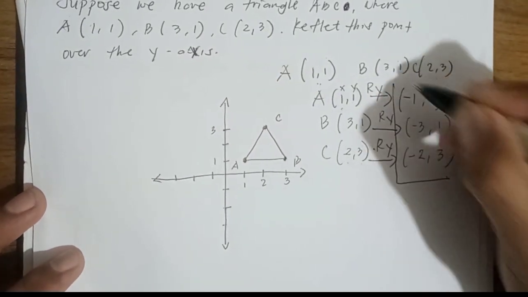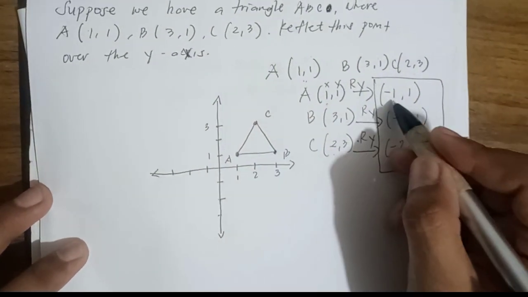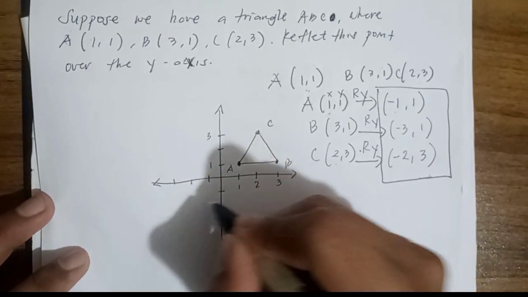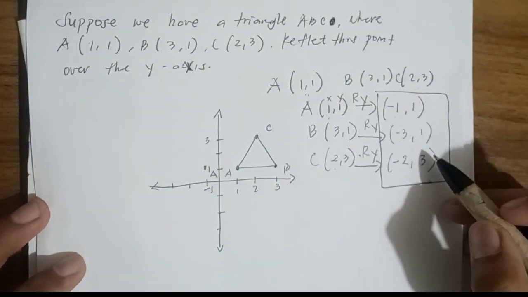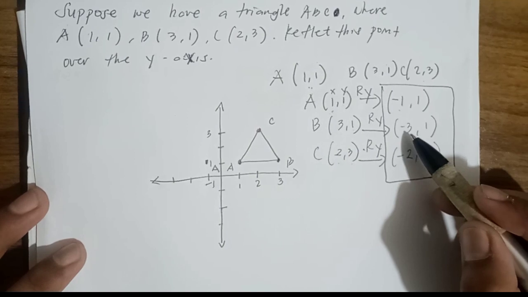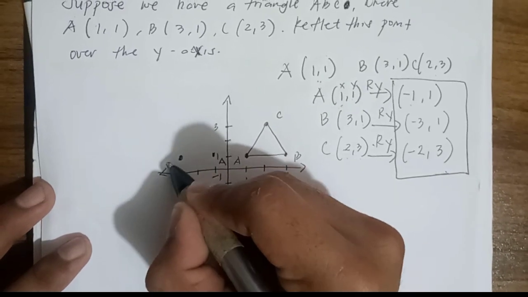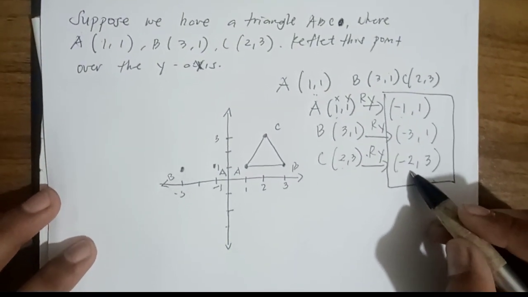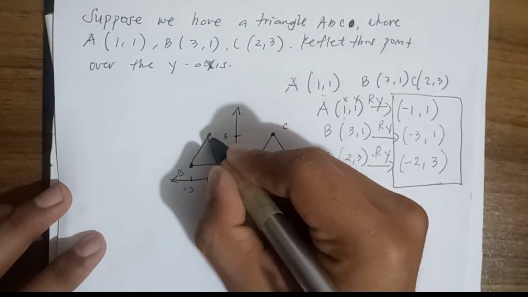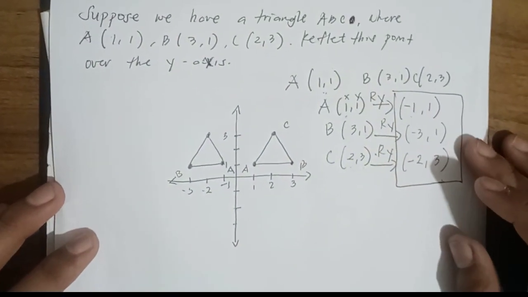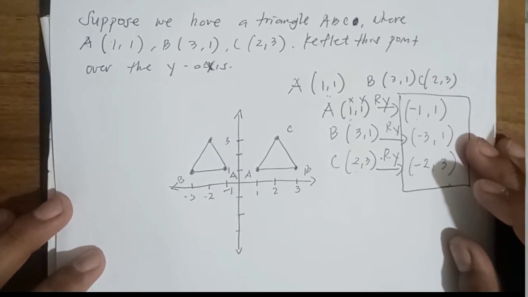Now let's plot these reflected points. In point A, we have a new point, (-1, 1). More or less, it's over here. In point B, we have (-3, 1). More or less, it's over here. In point C, we have (-2, 3). More or less, it's over here. So this is how it looks like when we reflect the points over the y-axis.